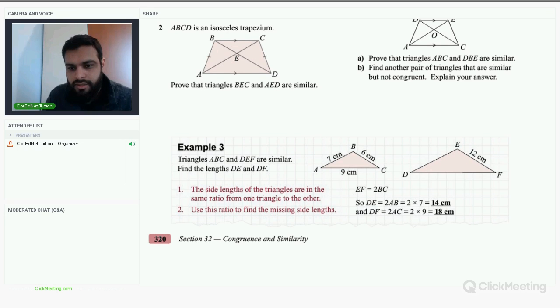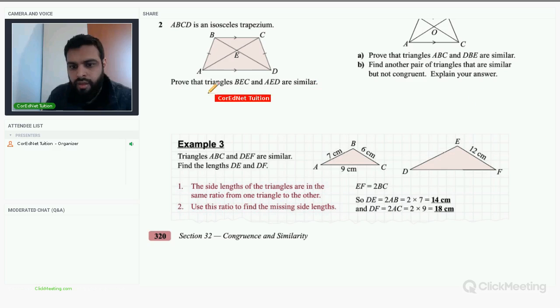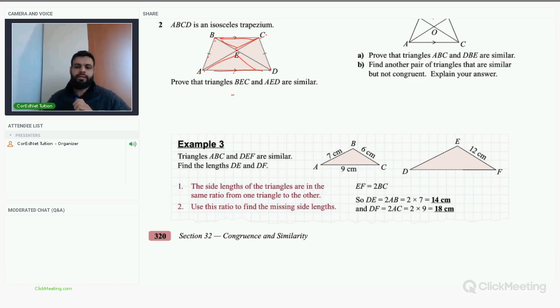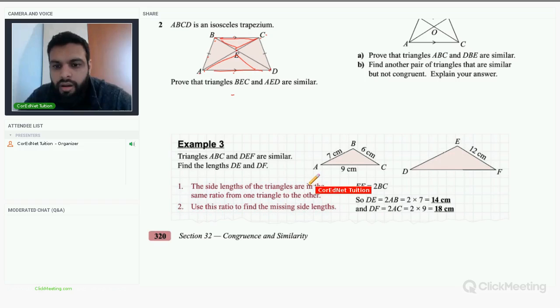ABCD is an isosceles trapezium. So therefore, this and this are parallel. This and this are the same. Prove that the triangles BEC and AED, these two triangles, prove that BEC and AED are similar.